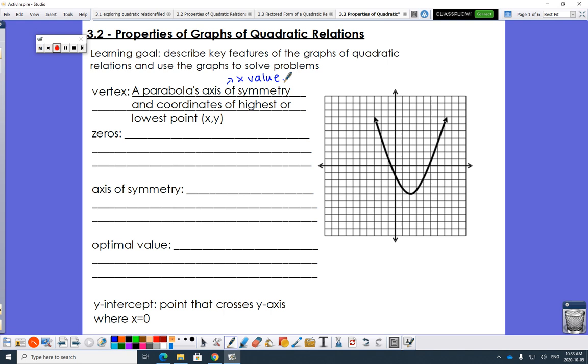Another thing that is going to be important is where are the zeros? So where does the parabola cross the x-axis? Or the x-intercept? So we're going to use a bunch of words for this. We are going to call them zeros. We are going to call them solutions. We're going to call them roots. As we move along.